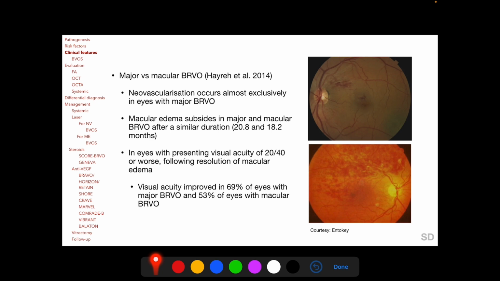Macular edema subsides in both major and macular BRVO after a similar duration following onset of BRVO, and following resolution of macular edema in eyes with presenting visual acuity of 20/40 or worse, visual acuity improved in 69% of eyes with major BRVO and 53% of eyes with macular BRVO.